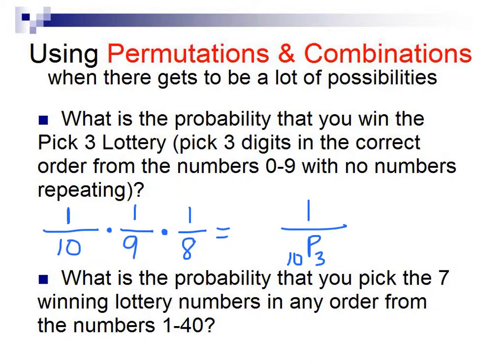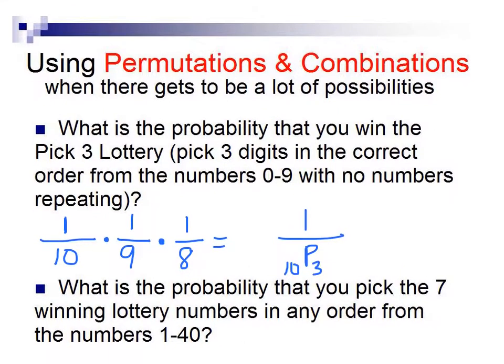On this next problem, we're looking for the probability that you pick 7 winning lottery numbers in any order from the numbers 1 through 40. So typically when you're doing Powerball or any kind of lottery number, it's more like this, where the order is not important. However, in the end, there's one winning lottery ticket, and maybe multiple people happen to pick those same numbers, but there's only one winning ticket.